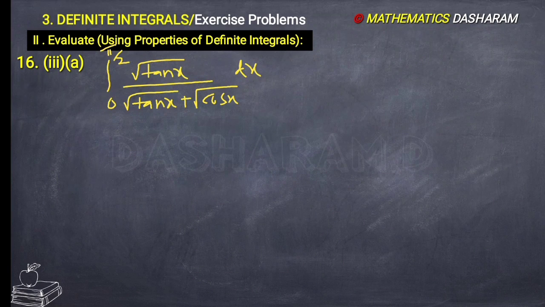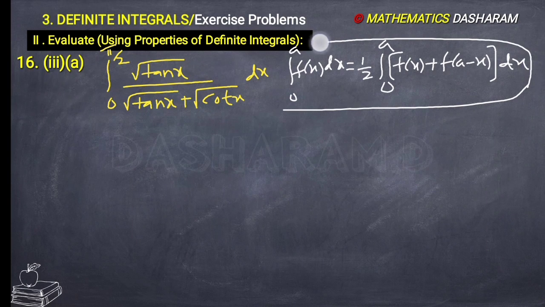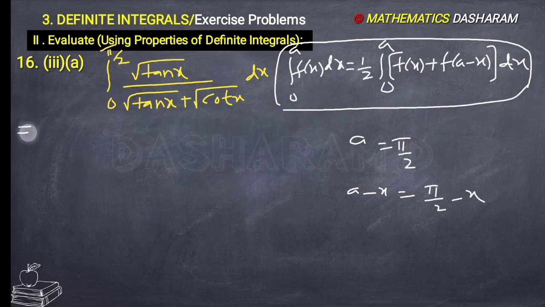Next question: integration 0 to pi by 2 of root tan x by (root tan x plus root cot x) dx. So here use the property, that is, integration 0 to a of f of x dx equals 1 by 2 integration 0 to a of f of x plus f of a minus x. Here the a value is pi by 2, then a minus x becomes pi by 2 minus x. So let us use this property.